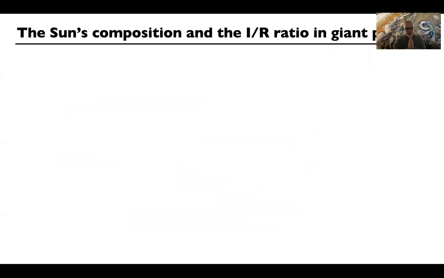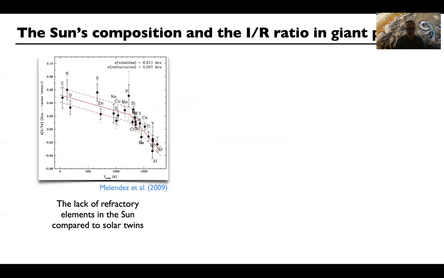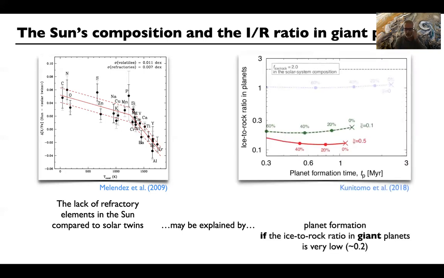Then there's another example of a problem in which giant planets are important, and it involves the sun's composition. It's been shown that the sun lacks refractory elements compared to its solar twins. You can see in this diagram, as a function of condensation temperature, you have less refractory species, then you have things like oxygen, carbon, and nitrogen that we call ices. And this may be explained, again, it's not the only explanation, but it is a possible one, by planet formation.